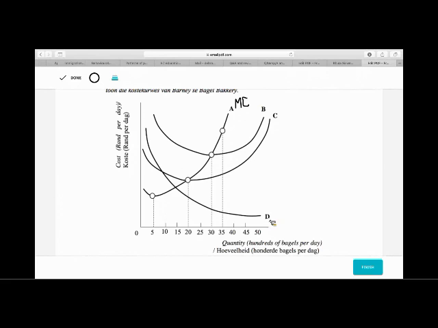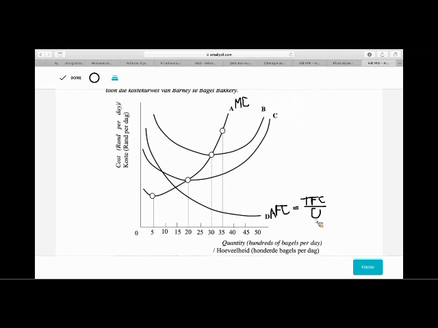D is your average fixed cost. And the reason why your average fixed cost is shaped like this, it's always decreasing, is because your fixed cost is a fixed amount. So when you calculate your average fixed cost, you're taking the same value and dividing it by quantity.